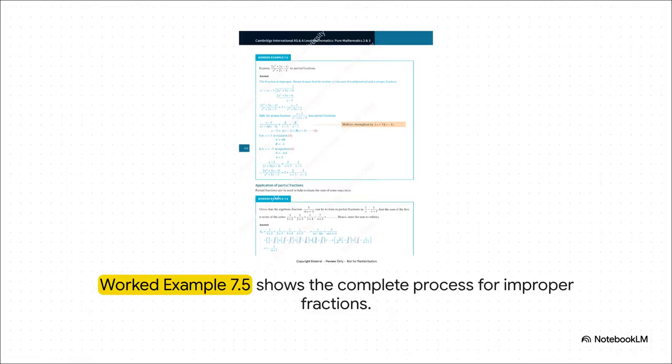Let's check out this worked example to see how it works. We've got 2x squared plus 5x minus 11 over x squared plus 2x minus 3. Degrees are both 2, so yeah, it's improper. And look, what's the very first thing they do? Polynomial division. That division gives us a 2 plus a remainder of x minus 5 over the same denominator. All of a sudden, we're left with a much friendlier proper fraction to solve.